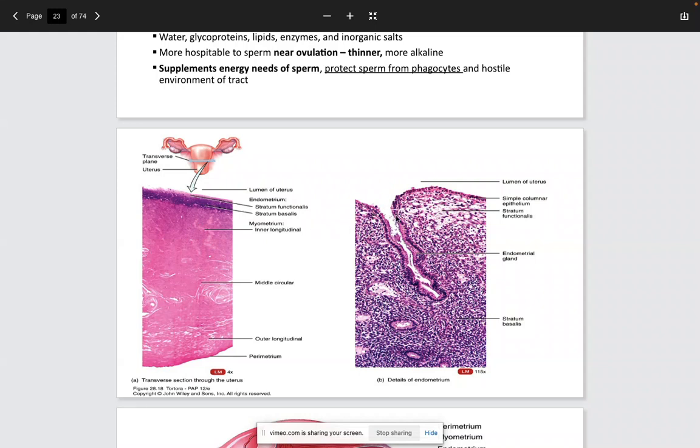You can see here one of the cervical mucosal glands. It's this long columnar shape right here. This is the stratum basalis. This is going to be the more permanent layer. This is the stratum functionalis, the more outer layer.